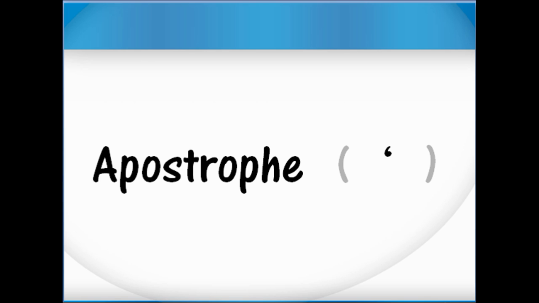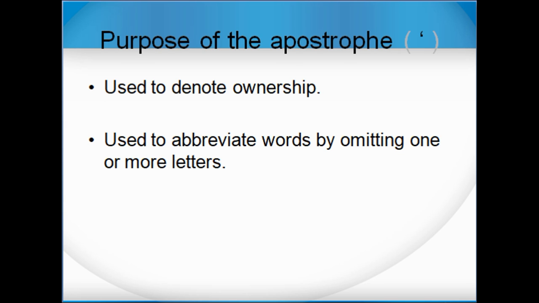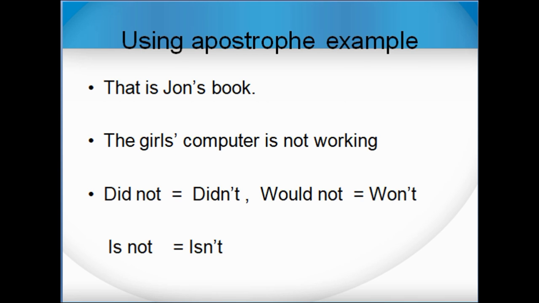So let's move on with our explanation of the apostrophe. Now, why do we use the apostrophe? The apostrophe is used to denote ownership. It is also used to abbreviate words by omitting one or more letters. The word omitting means to take out. So let's look at the examples here. That is John's book. The girls' computer is not working. Did not, didn't; would not, wouldn't; is not, isn't.